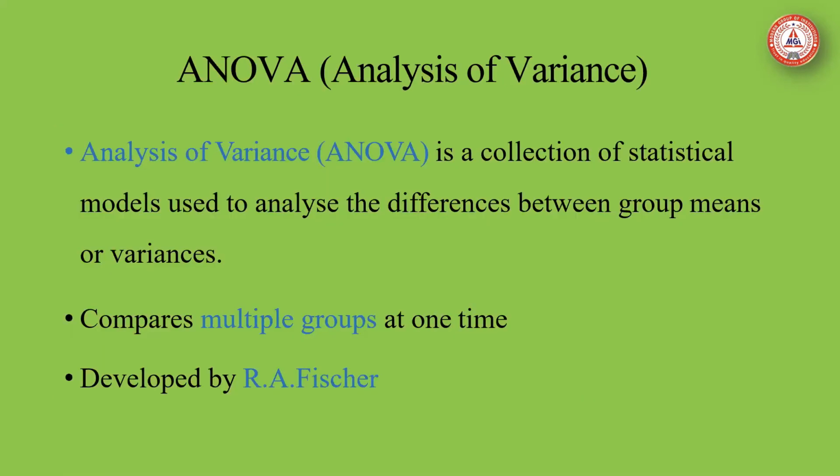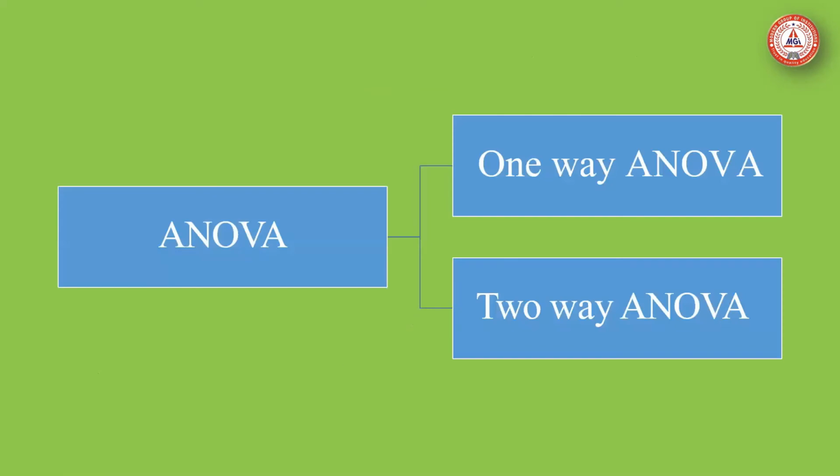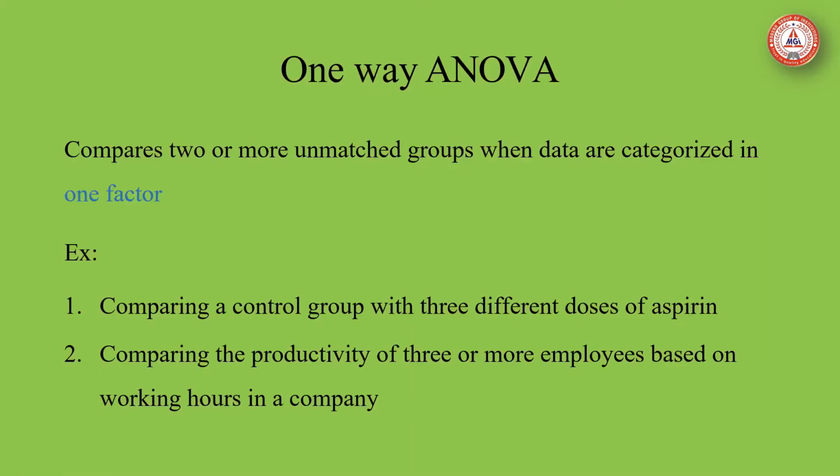Now, what is ANOVA? It is termed as analysis of variance, a collection of statistical models used to analyze differences between group means or variance. It compares multiple groups at one time, developed by R.A. Fisher. ANOVA may be of two types, one-way ANOVA or two-way ANOVA.